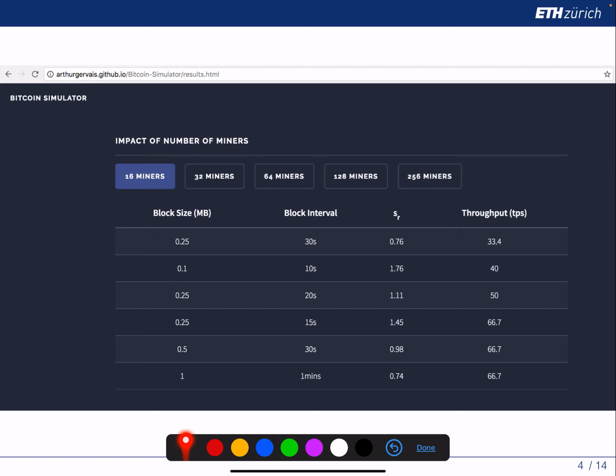If you look at the impact of the number of miners, we can see, if we have 16 miners, and again here we vary the block size and the block interval, the resulting stale block rate. So I invite you to go to this website to check out the different dynamics of what happens when you increase the number of miners. There's actually surprisingly not a big impact if you change the number of miners, at least according to our simulator.